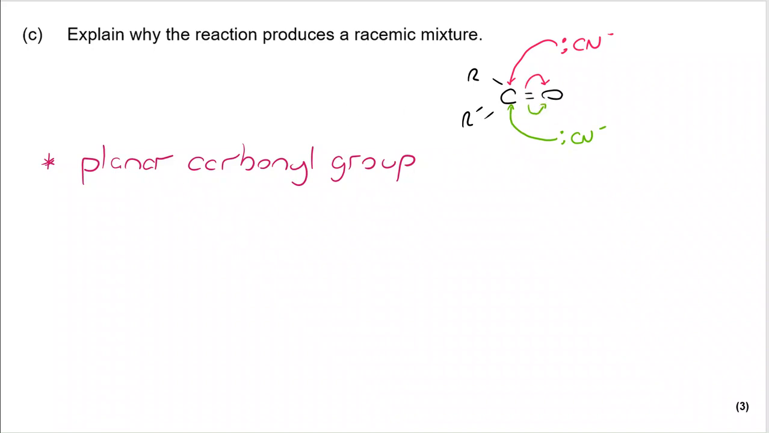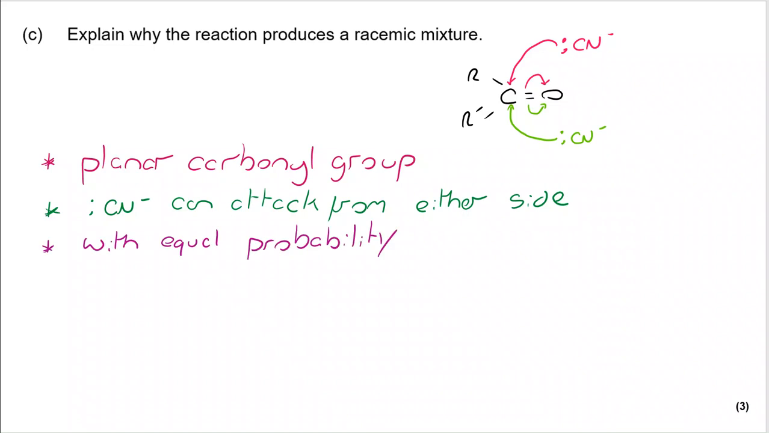It's a planar carbonyl group. That's our first mark. The CN- can attack from either side. Gets you the 2nd mark. The 3rd mark, it's equally likely that either of those could happen. Now that means that it's equally likely that you could make either of the optical isomers, which means we're likely to get a 50-50 mix, which makes it a racemic mixture.